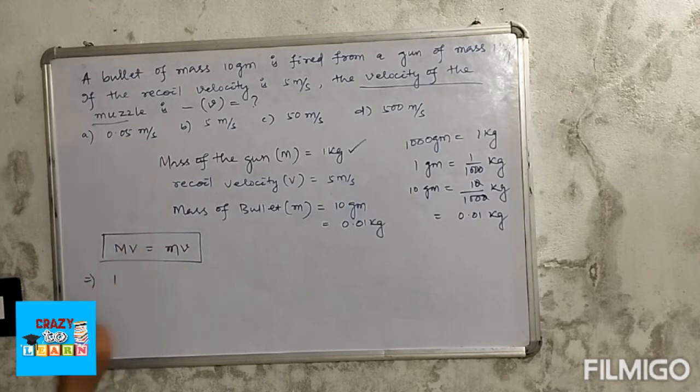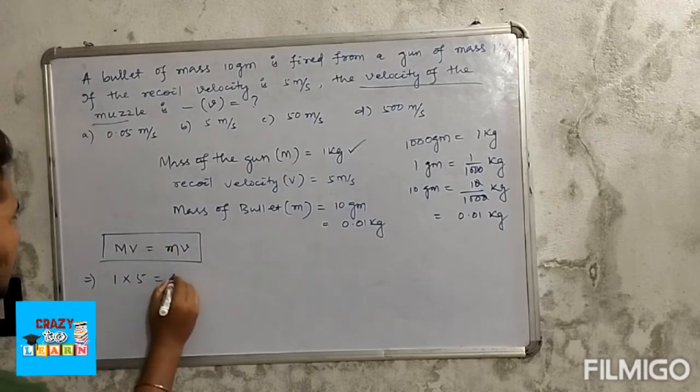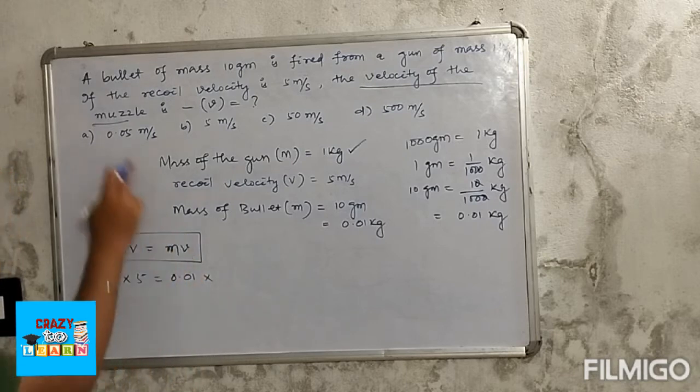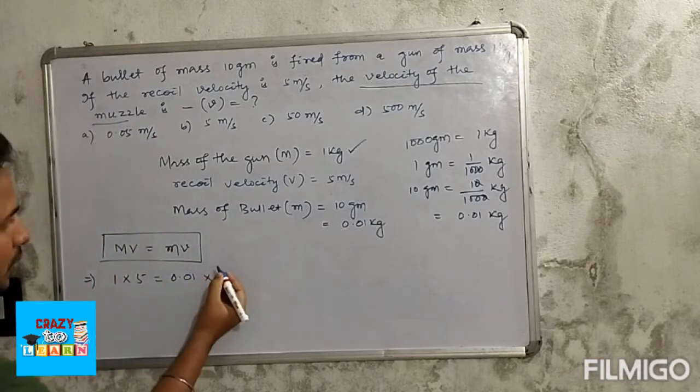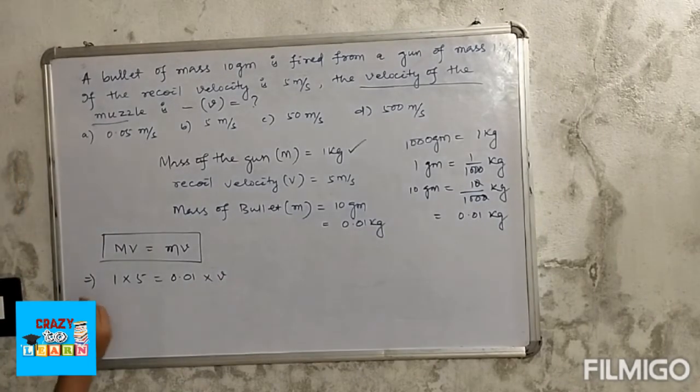Capital M is equal to 1, velocity is equal to 5. Mass of the bullet, small m, is equal to 0.01, and this velocity is the velocity of the muzzle. We don't know that value, so we will put small b, and you are asked to find the value of small b.